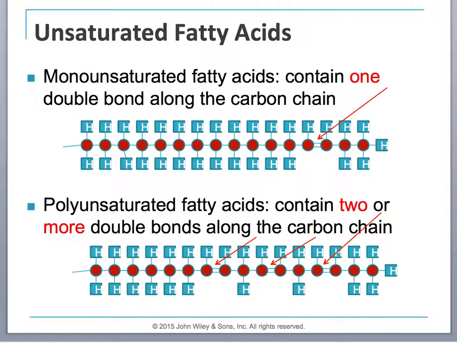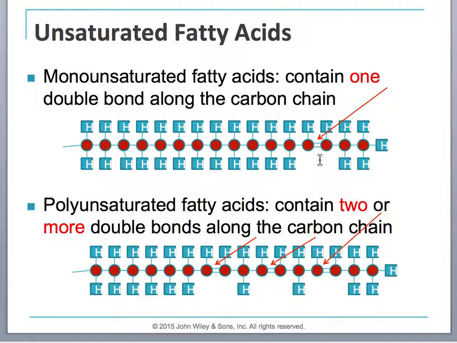Unsaturated fatty acids come in a couple of different types here. Monounsaturated fatty acids, mono being the key prefix there. Mono means one. So, as I'm sure you can guess, a monounsaturated fatty acid is only going to contain one double bond along the carbon chain. All right, so in this example, that one double bond is right here.